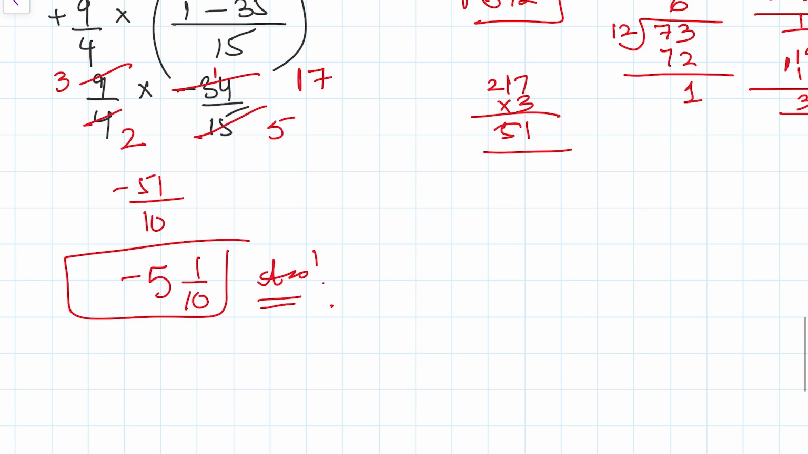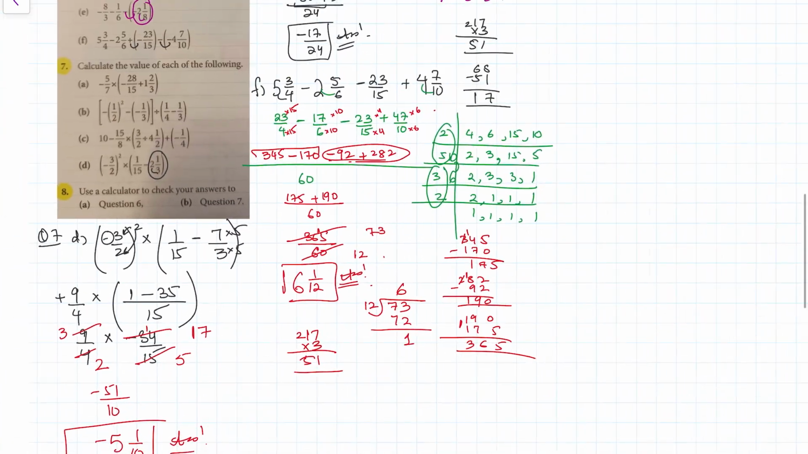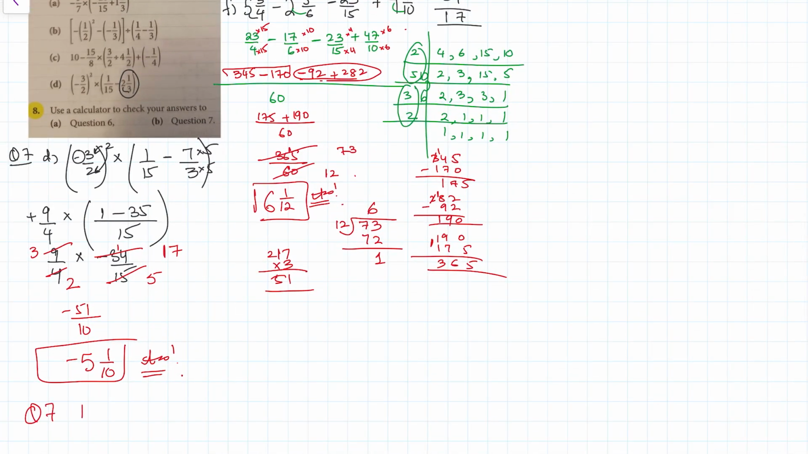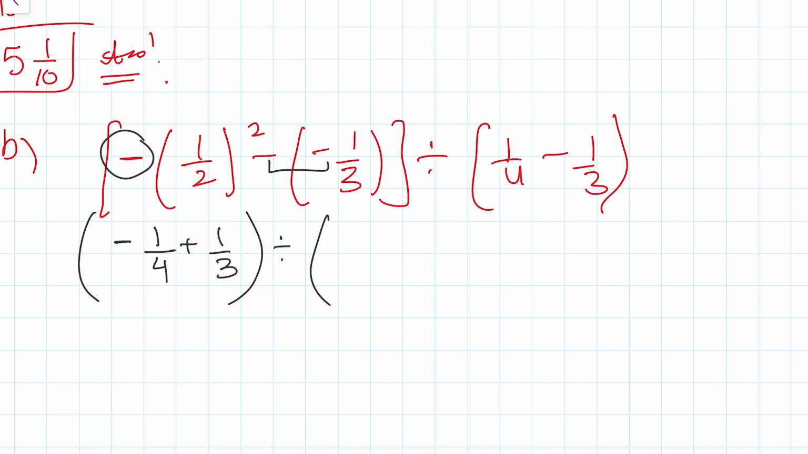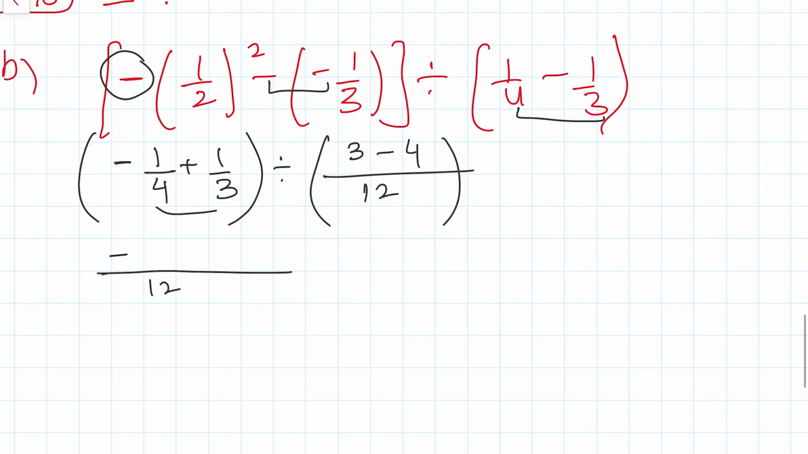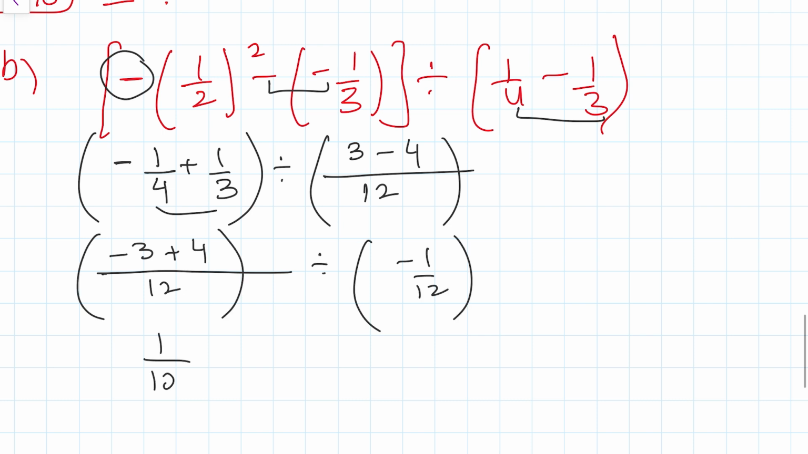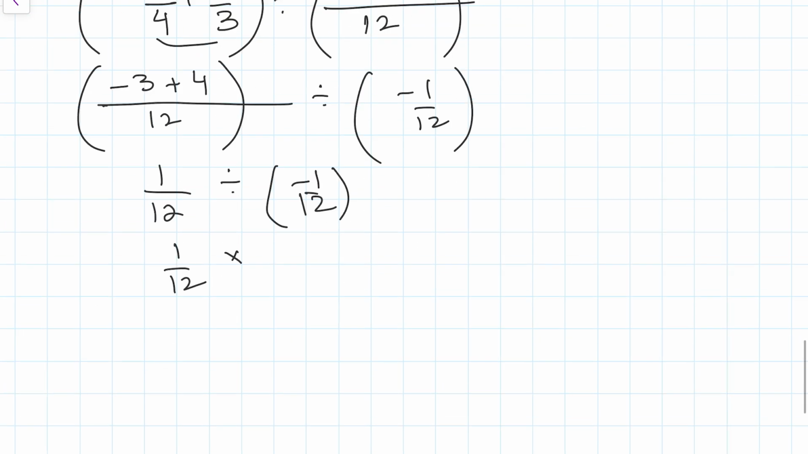Let's do one more. Let's do part C. No, part B. Alright, now numerator is square, denominator is also square, minus is outside, nothing happens with it. Minus minus is a plus. Take the LCM. Minus 3 plus 4. One upon 12 into 12 upon minus 1 cancels out. We get a minus 1.